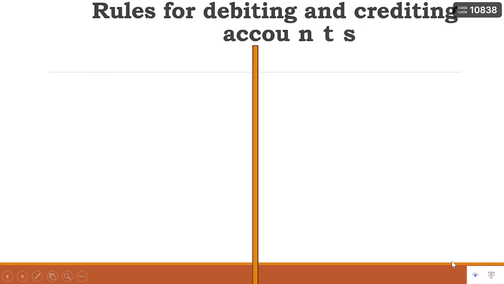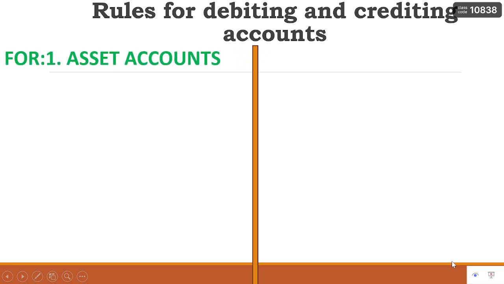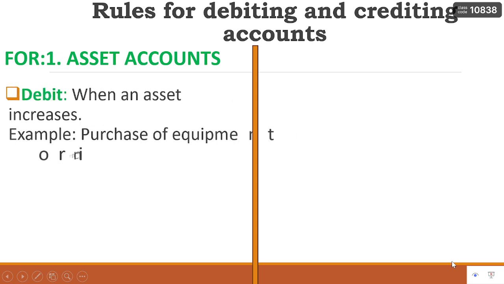We have the rules for debiting and crediting accounts. It's not just done out of nowhere. There are rules. For asset accounts, anything that falls in the types of assets, you have to debit when an asset is increasing. I'll give you an example: purchasing of equipment or an increase in cash. When you purchase equipment, you are increasing the equipment you have, and equipment is a type of asset.